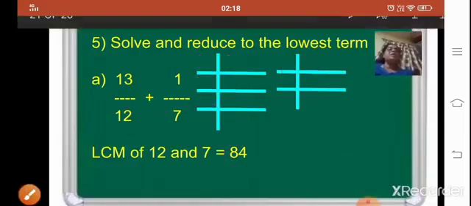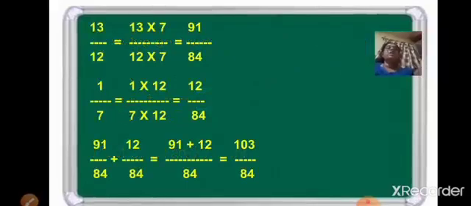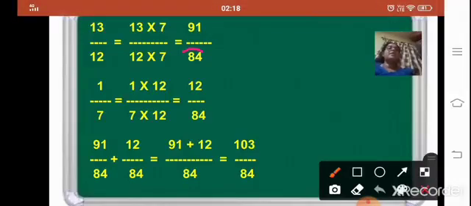Now the next step. 13 upon 12 is your fraction. So 12, if you multiply it by 7, you will get the denominator as 84. So you will multiply 12 by 7. Now when you are multiplying 12 by 7, you will multiply this 13, the numerator also, by 7. So 13 into 7 is 91 upon 84.